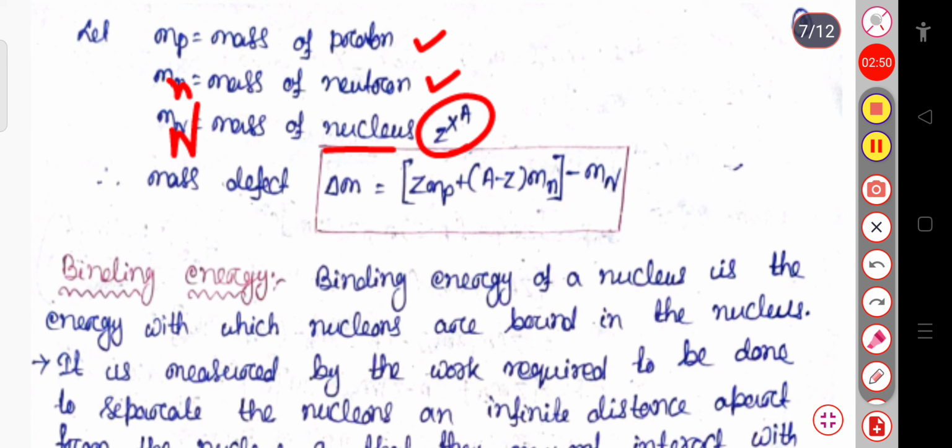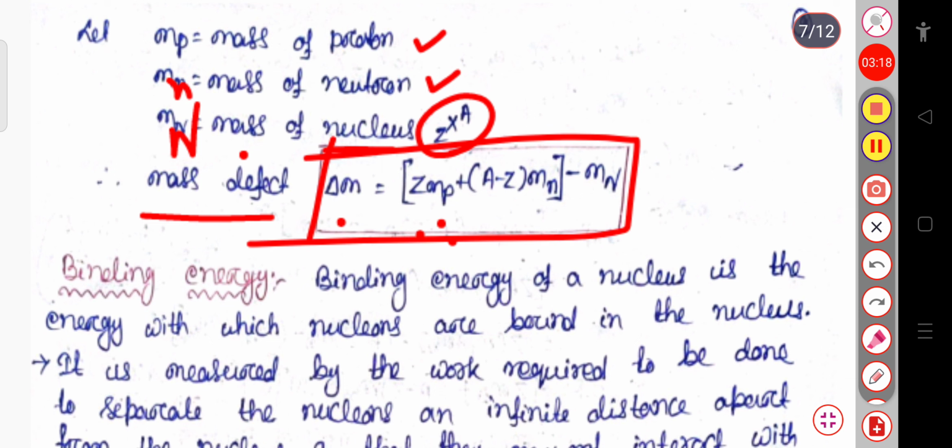So we can write the mass defect, delta M, equal to Z into Mp, where Z means the number of protons available, that is Z into the mass of the proton Mp, plus the number of neutrons available, that is (A minus Z) into Mn, the mass of the neutron, the whole minus the mass of the nucleus, that is capital M_N. So this gives rise to your delta M, that is the mass defect.